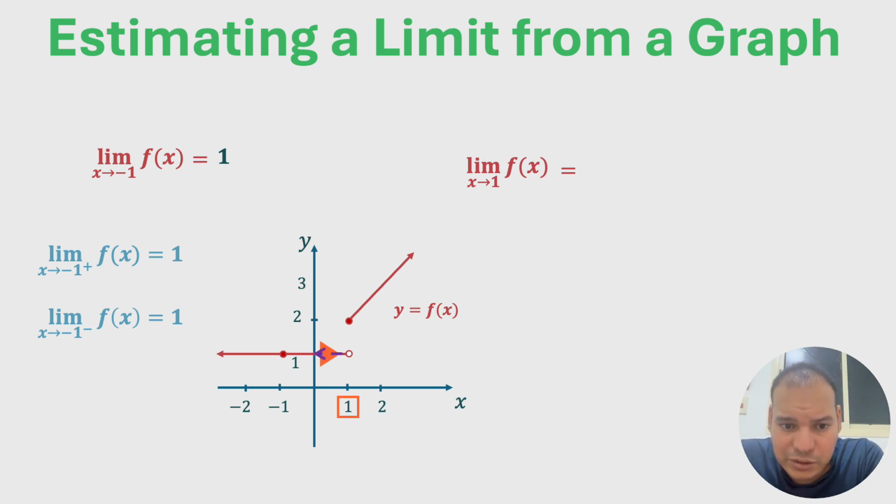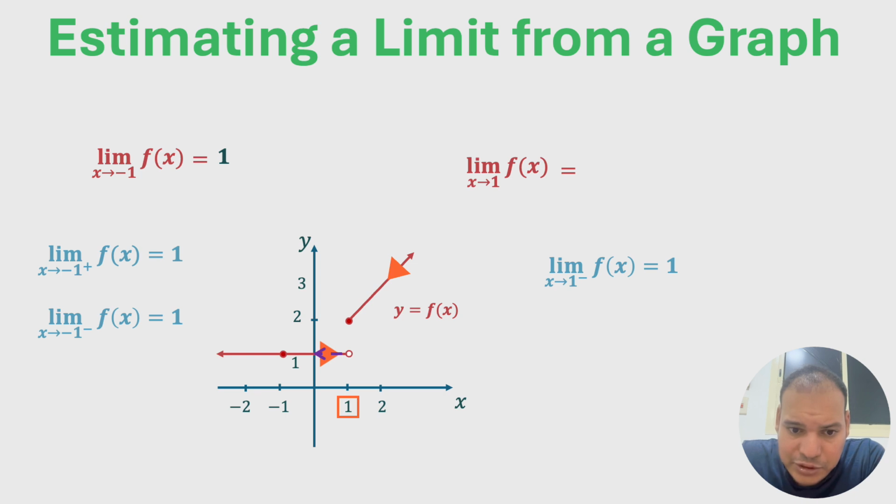The graph gets closer to also 1. So we say the limit of f of x when x gets closer to 1 negative, 1 from the left. Notice that the negative sign here is written a little bit up as an exponent, right? But it's not an exponent or power. 1 negative means 1 from the left.